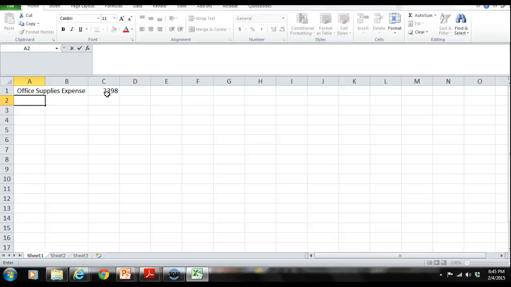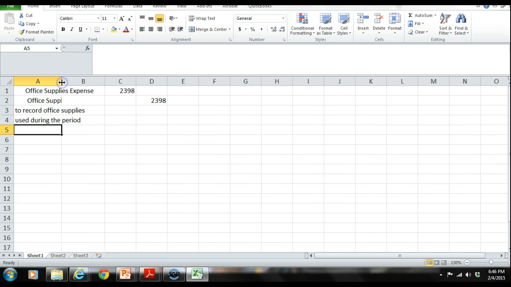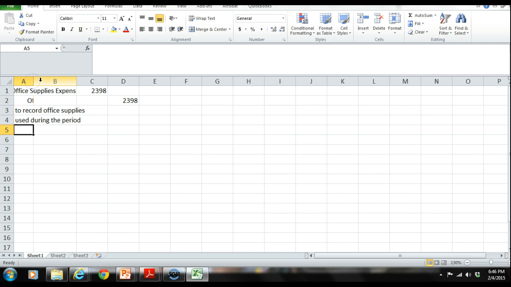And we will credit office supplies by the same amount. Because think about it, we don't have that balance they told us. We need to adjust it to reflect $264, don't we? To record office supplies used during the period. Okay? So now I'm showing you this journal entry so you can get a visual of it.